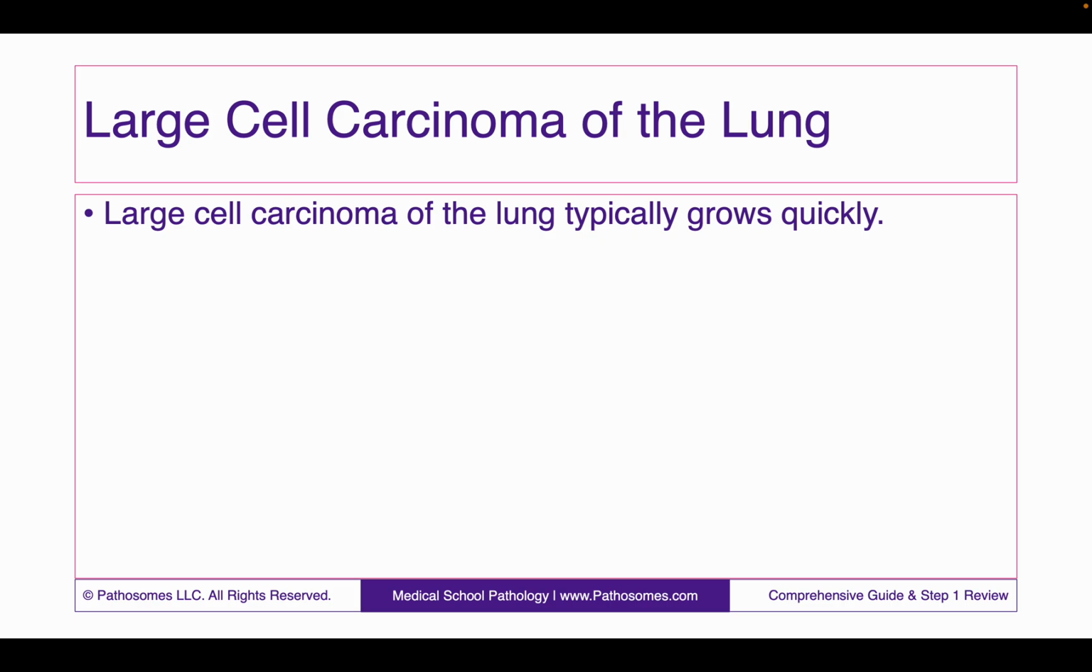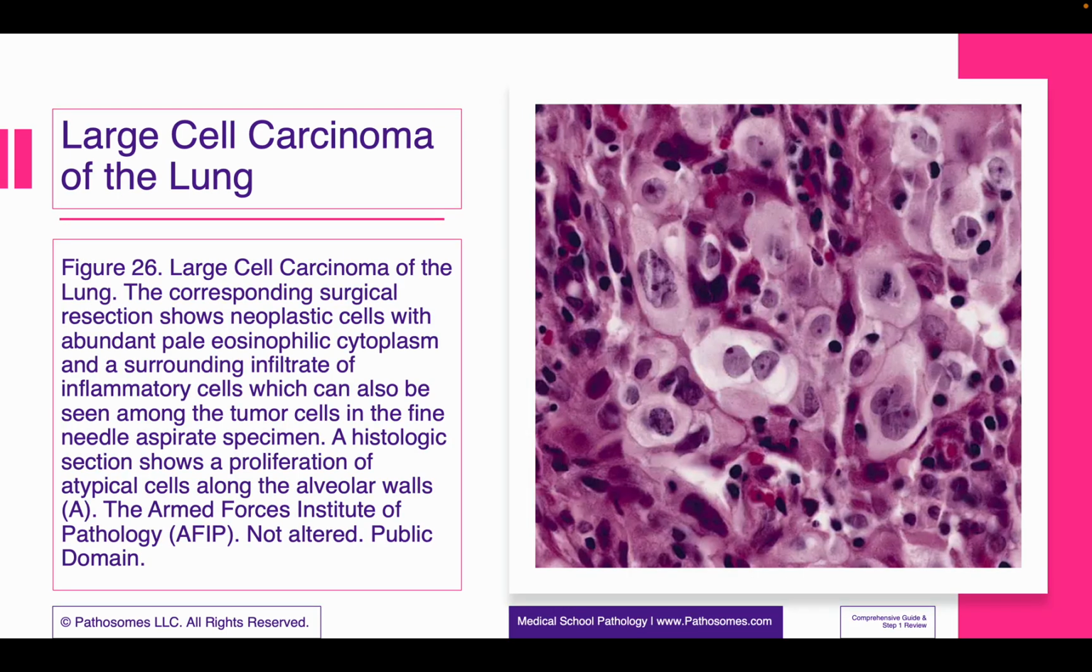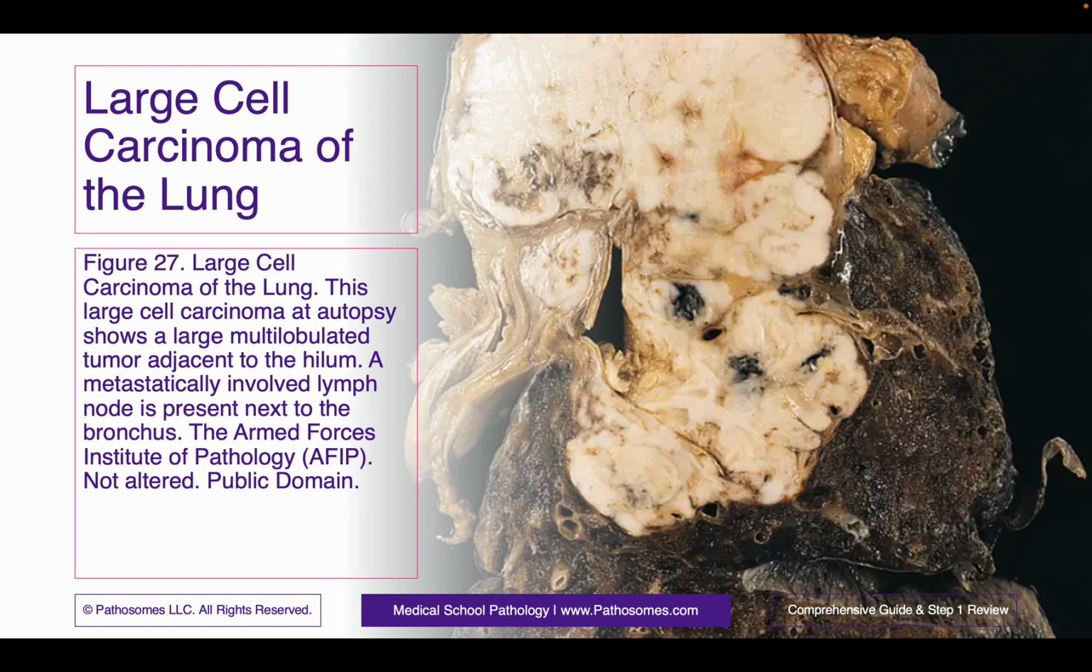Large cell carcinoma of the lung typically grows rapidly, fast, accelerated, quickly. Large cell carcinoma of the lung spreads aggressively. Here we have an H&E section from a patient with large cell carcinoma of the lung. And here we have a gross representation.